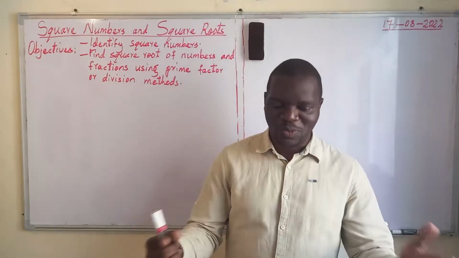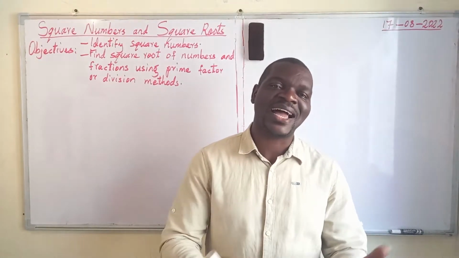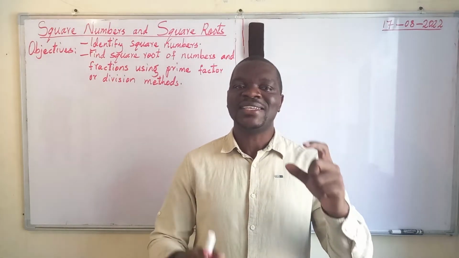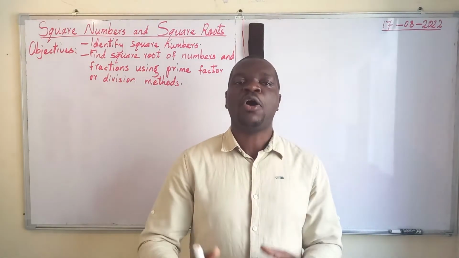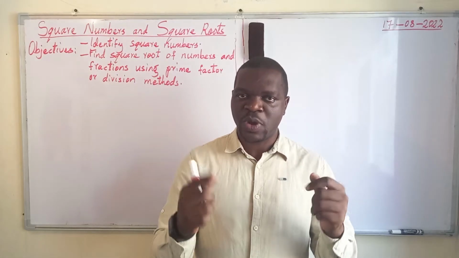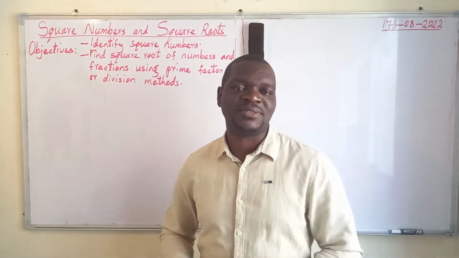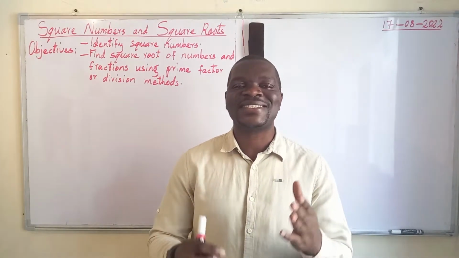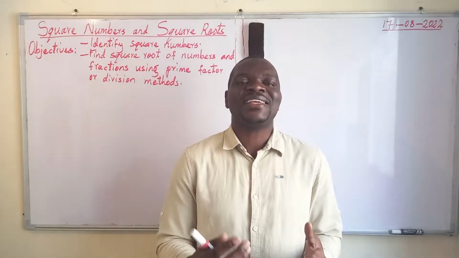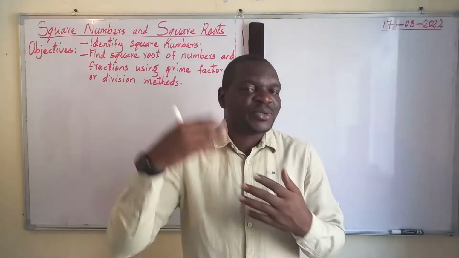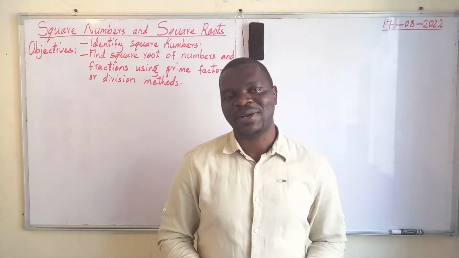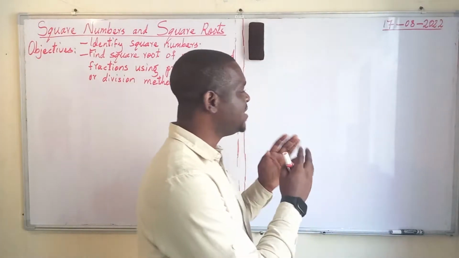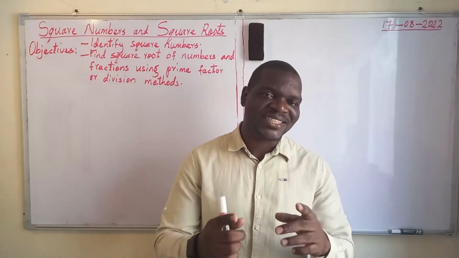Without waste of time, what are square numbers and what are square roots? Take note that a square number is simply the result of a smaller number, which is called a square root, multiplied by itself. We are going to do that practically. And what is a square root? A square root is simply a number that is multiplied by itself to give a larger number. So that is what we are going to write down. And after that, we are going straight into our examples for better understanding.